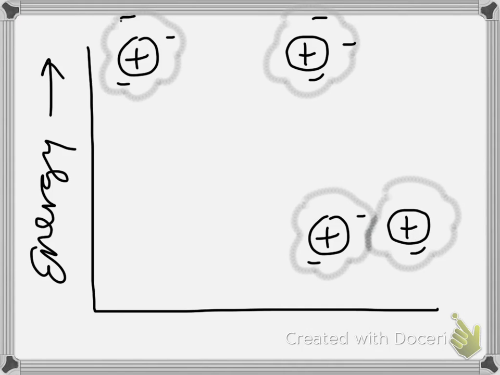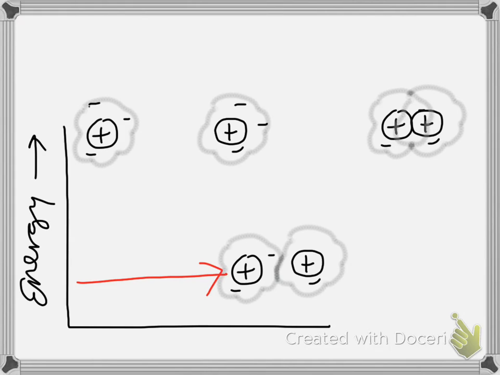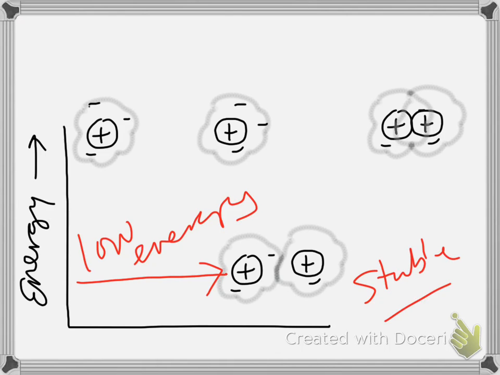Now, if they were to push past, push a little bit further, and sort of overshoot the mark, let's say, and those two nuclei were to end up pushing up against one another. Would that be stable? No, because then you've got a force of repulsion pushing them back apart. So the point where they are stable is this low energy point. Low energy, stable. And that's what determines bond length.